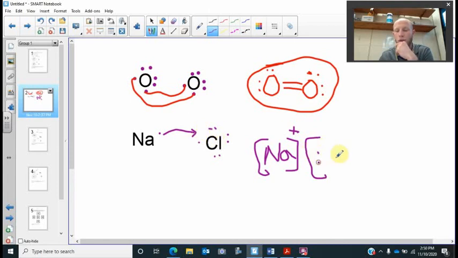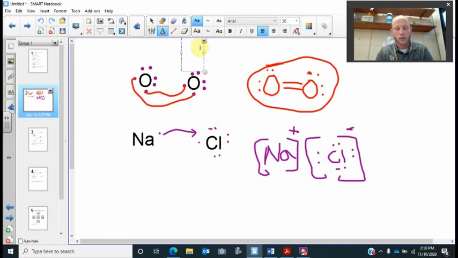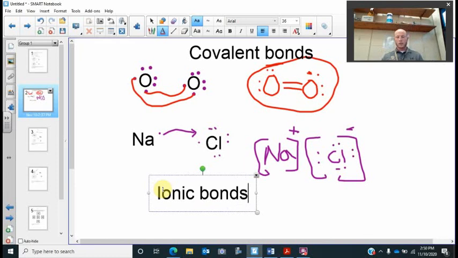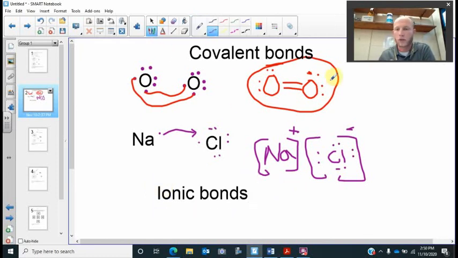Chlorine gained his electrons, and now he has a full 8, a full valence shell, right? So 1, 2. Go ahead and draw chlorine in here. 3, 4, 5, 6, 7, and 8. Some brackets. All right, and then we show that they're held together like this. So this is how we show covalent bonds, right? And down here with the brackets, this is how we show ionic bonds.